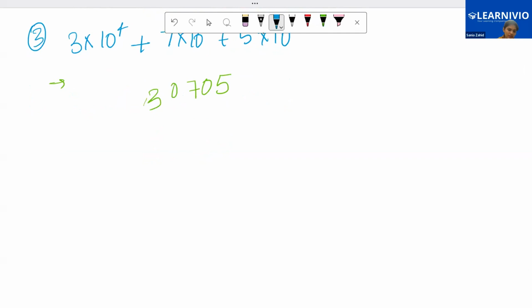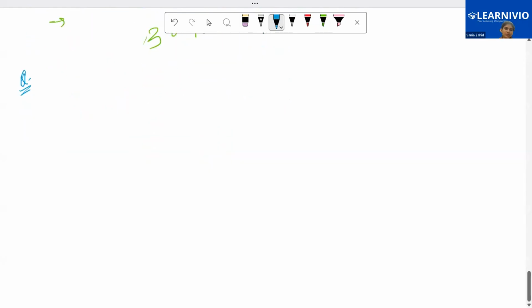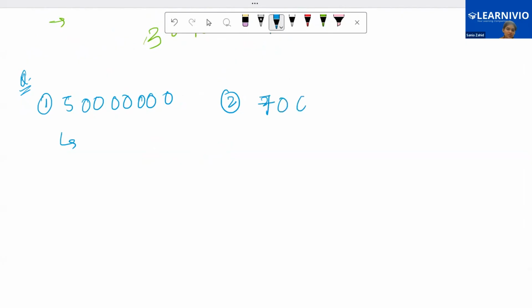Next is express the following numbers in the standard form. Like the first one I have 5, 1, 2, 3, 4, 5, 6, 7. How do you do this? I'll write one question for both of you. This question is for Harmeen. Next question is for Manha: 7, 0, 0, 0, 0, 0, 0. Do it, Harmeen and Manha. Quickly, you have to express them in standard form.